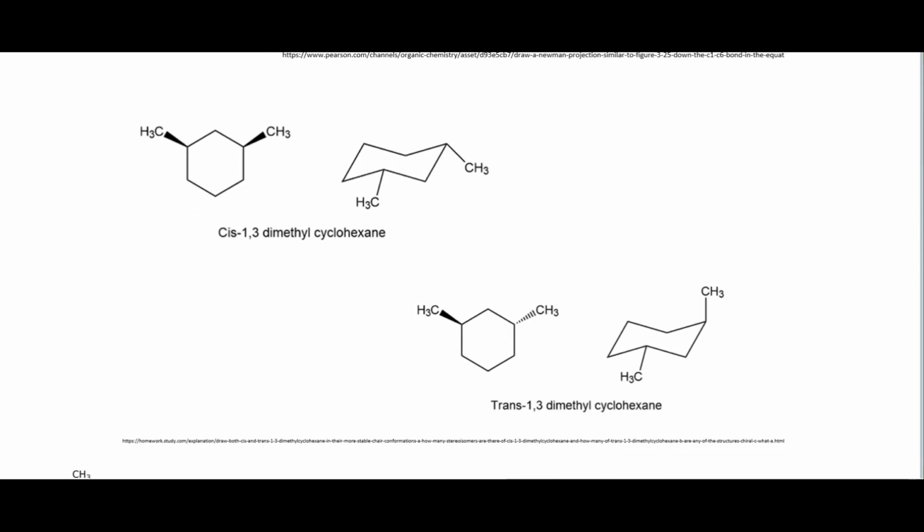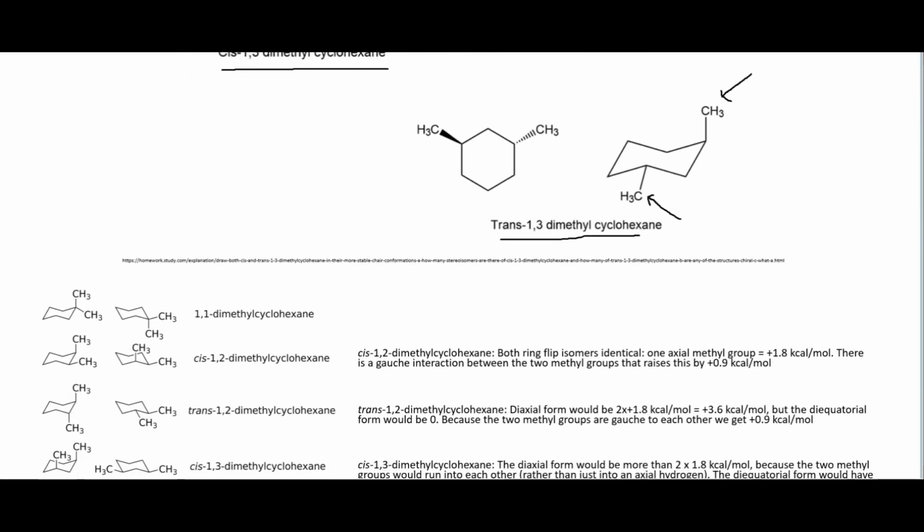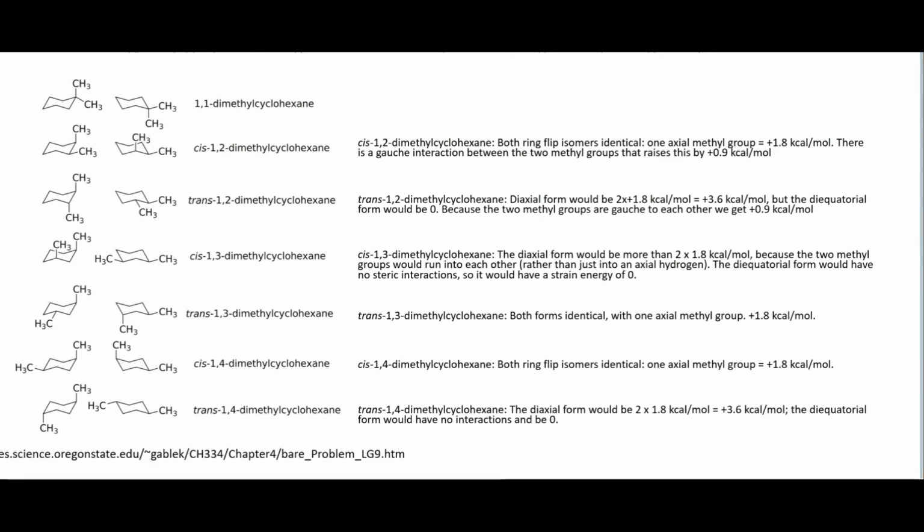But of course, then we start getting multiple substituents on it. So here we see that we can have the cis, where they are both sticking in the same direction, like the cis-1,3-dimethylcyclohexane, or we can have the trans, where they are sticking in different directions. So the trans-1,3-dimethylcyclohexane, where we see this one is in equatorial, where this one is in axial, where with this cis we have two here in the equatorial. And so we have to look at the stability of each of these.